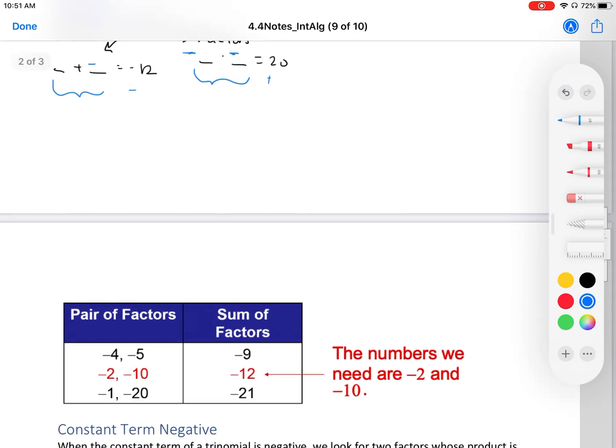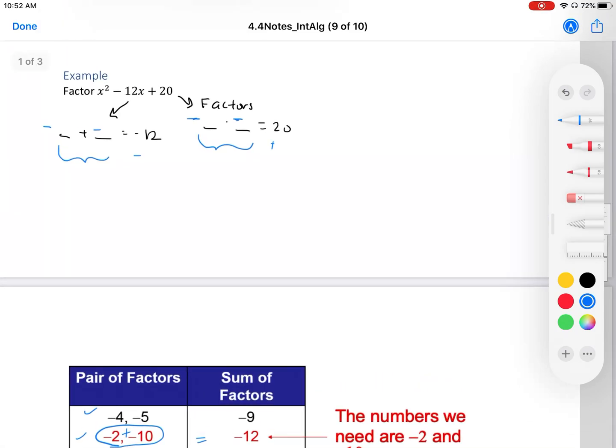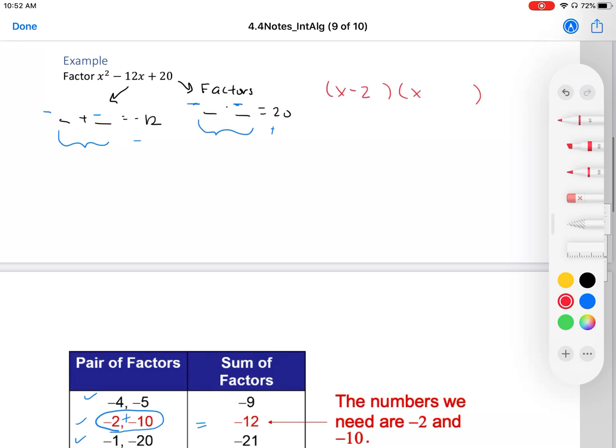Okay, so what two numbers give me 20? So I know 4 times 5, 2 times 10, and 1 times 20. Which one, when I add them, gives me 12? Well, this one, right? Negative 2 plus negative 10 gives me negative 12. So negative 2 and negative 10 are the numbers. So this polynomial, when we factor, would be x minus 2 and x minus 10. Those are our factors. And that's our answer. We have factored this trinomial.